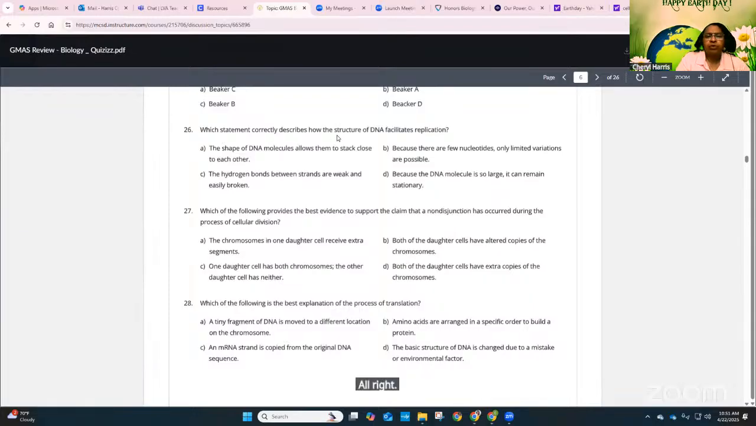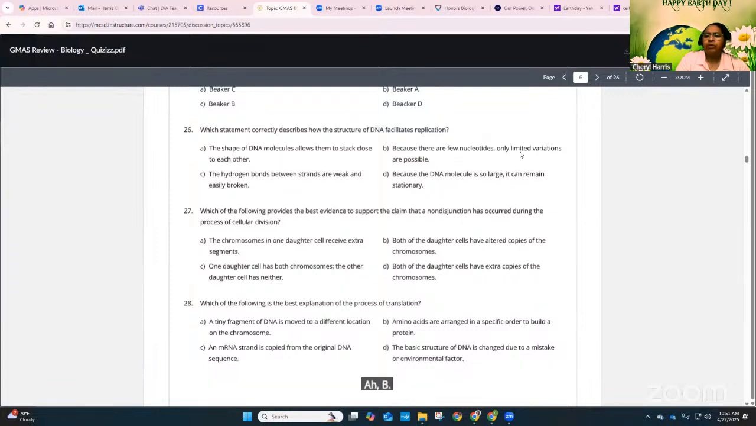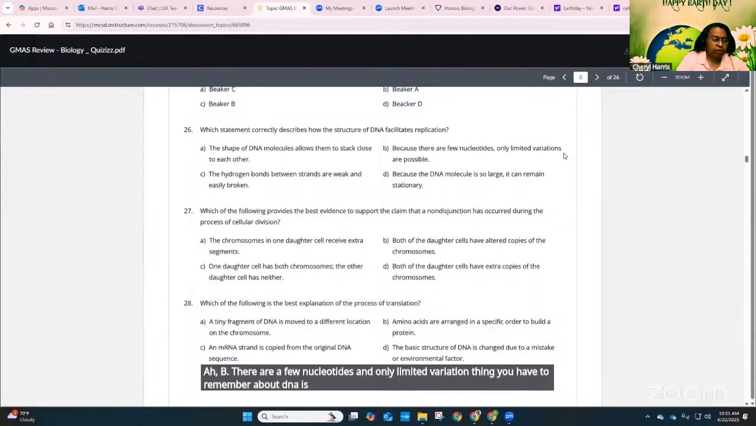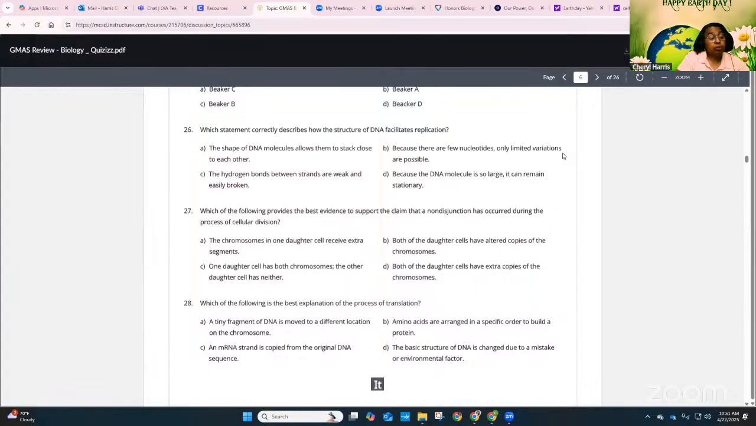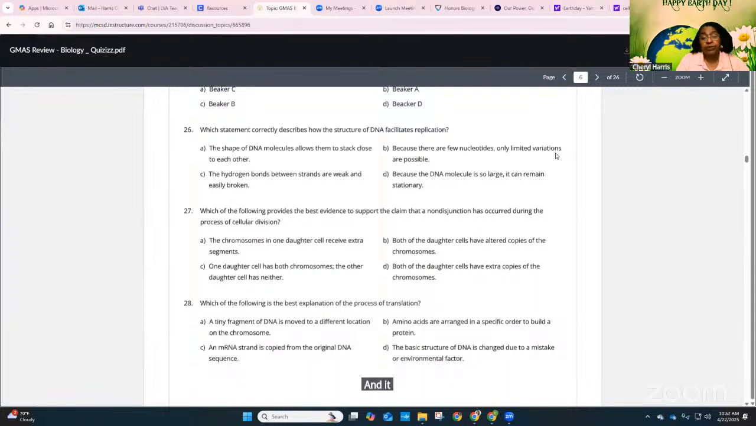Which statement describes the structure of DNA, how the structure of DNA facilitates replication? B. There are a few nucleotides and only limited variation. The thing you have to remember about DNA is the whole DNA does not replicate. It unzips. So if you go back to your notes on DNA replication, it unzips and only a portion of the DNA is replicated, not the whole thing. Once it copies that part, then it zips back up and it moves on to another section.